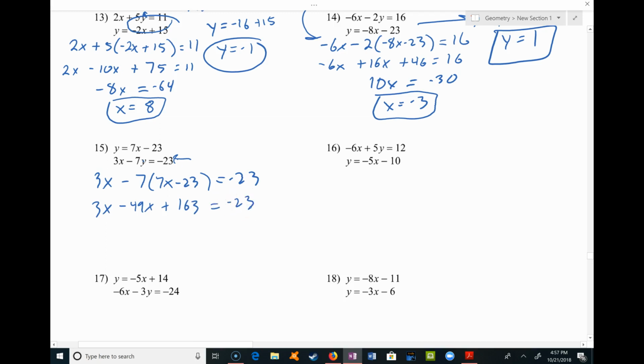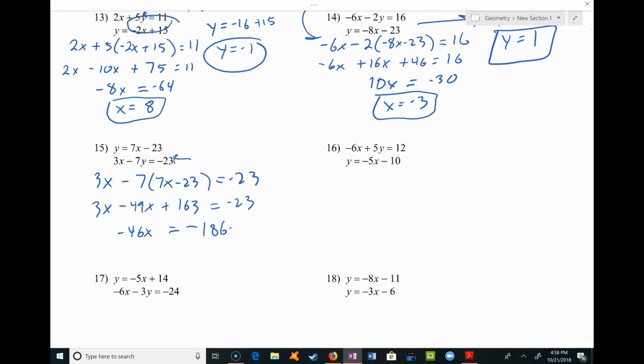So then we add 3x and negative 49x, that would be negative 46x, and subtract 163 from both sides, and we get negative 186. And let's see, will 46 go in there? Maybe 3 times? That'd be 120, plus, nope, maybe 4 times. That'd be 160 plus 24. Oh, very close. Huh. I wonder if I did something wrong.